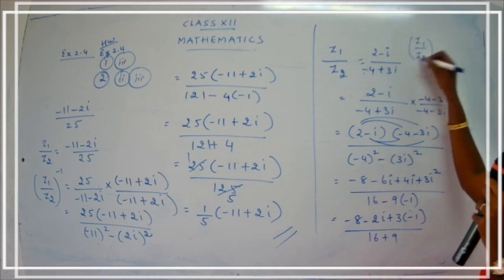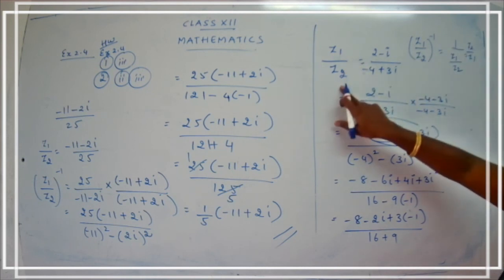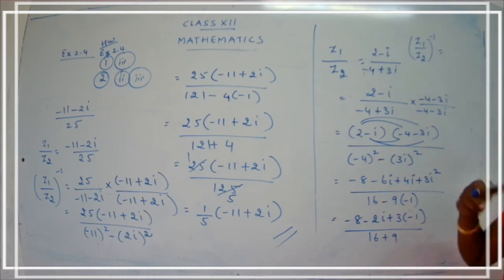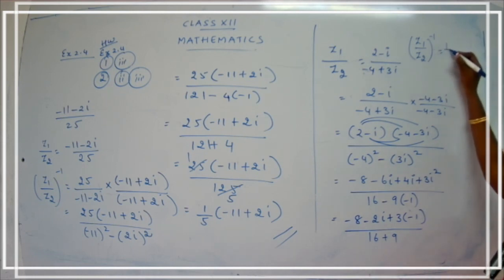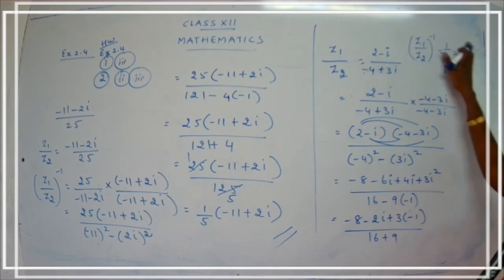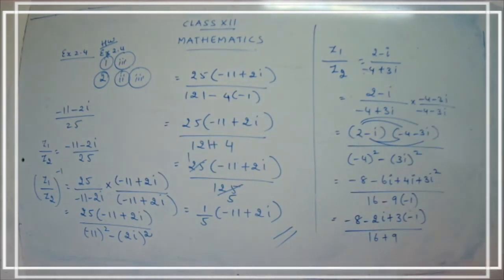The question was to find out z1 upon z2 inverse, yes. So this means 1 upon z1 upon z2, which is z2 upon z1. So instead of finding z1 upon z2, you would have directly found z2 upon z1. I hope you are getting the shortcut method. Clear? You would have done by this method. But okay, no problem. Let us go for the method which we have followed for the previous sum.